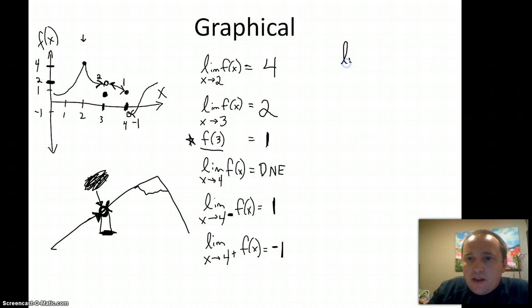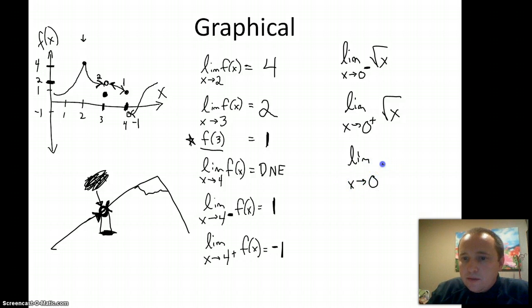Another good example that I've learned is this. What we're going to do is look at the limit as x approaches 0 from the left, from the right, and what the limit is. Okay? So if I think about the square root of x, okay, there's my function.